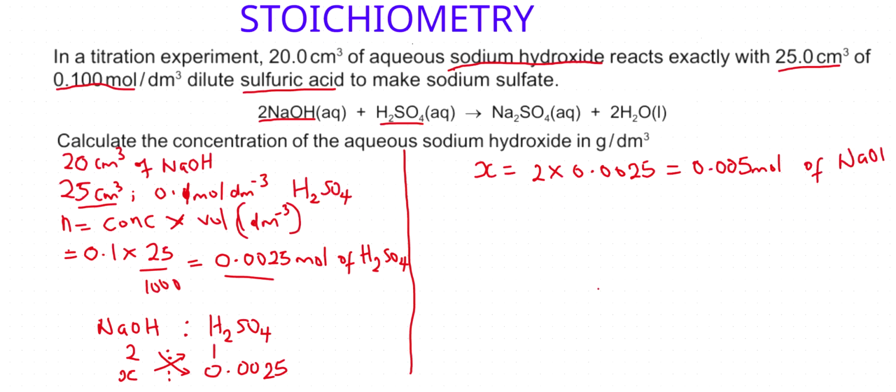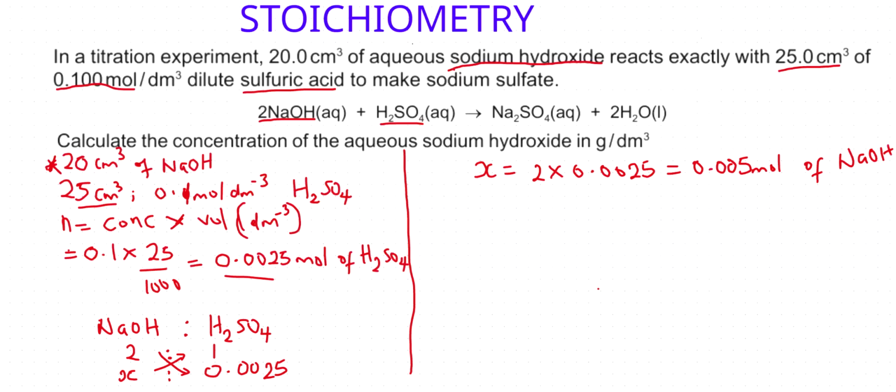But then the question is, calculate the concentration of aqueous sodium hydroxide in g/dm³. For us to do that, we need to get the concentration of sodium hydroxide first in mol/dm³. Remember that we still have one more piece of information here that we've not used for sodium hydroxide, and that is the volume that we're given. We have not made use of it yet, so we're going to use that here to get the concentration.